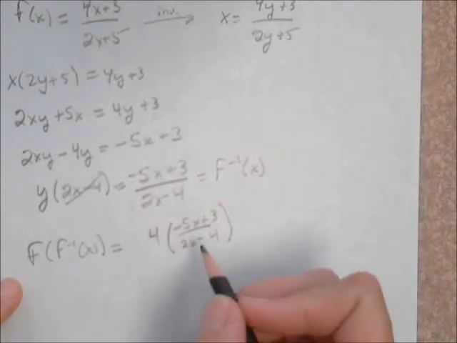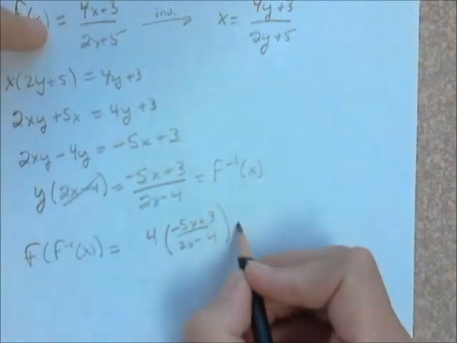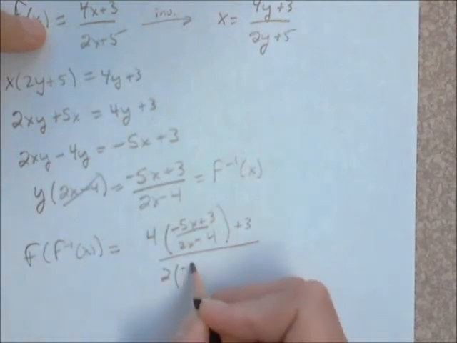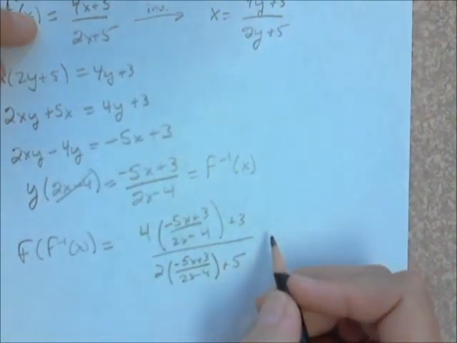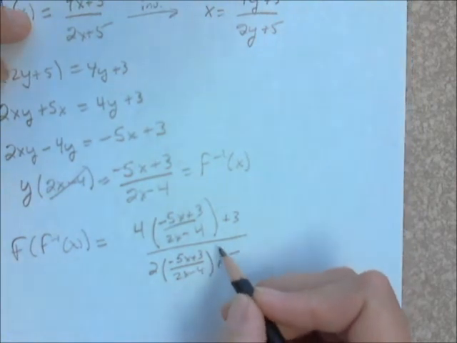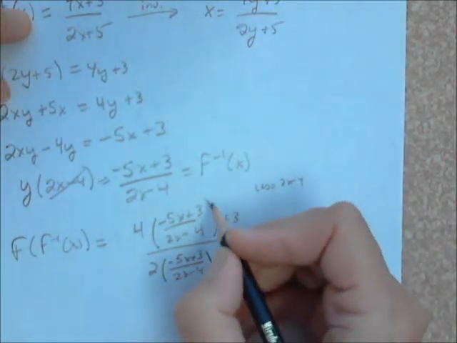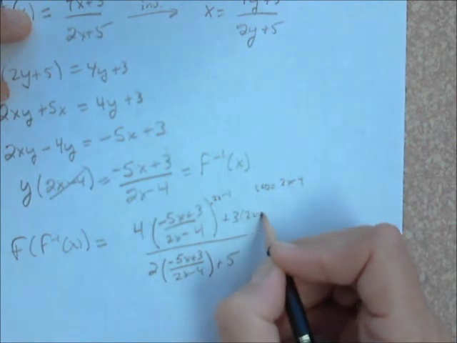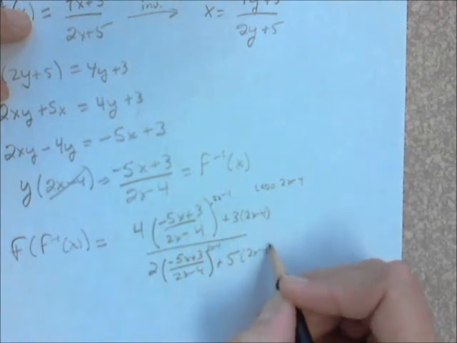So to continue where I left off on f of f inverse of x: 4x plus 3 all over 2x plus 5, but the x is really the inverse, negative 5x plus 3 over 2x minus 4, plus 5. So what we're going to do is simplify this complex fraction. The LCD is equal to 2x minus 4. So we're going to multiply this by 2x minus 4, the 3 by 2x minus 4, this by 2x minus 4, and the 5 by 2x minus 4, and see what we get.